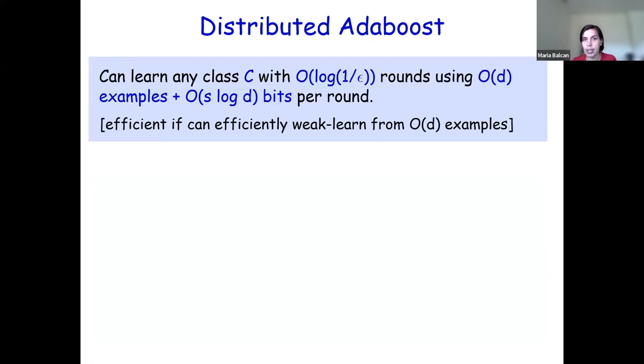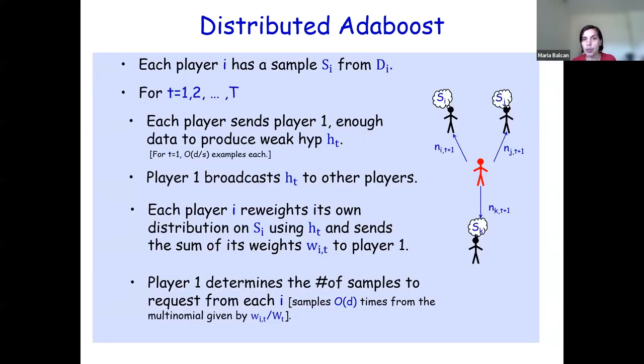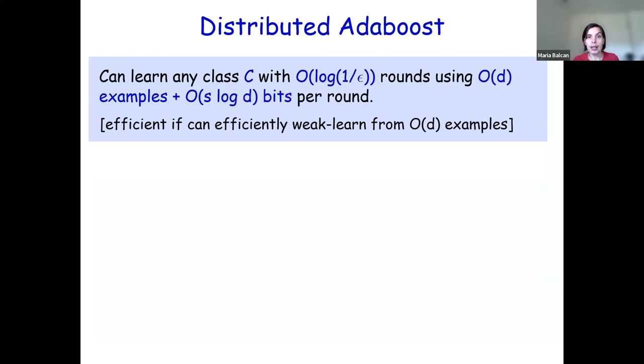So here what we are doing is simulating AdaBoost, and we are able to simulate it in a way where, at the end of the day, we can learn any concept class C with only log of 1 over epsilon rounds. In each round, you only need to send, roughly speaking, order of d examples, plus only log s log d bits per round. So we are able to learn up to error epsilon by using only log of 1 over epsilon rounds, with a small amount of communication in each round.